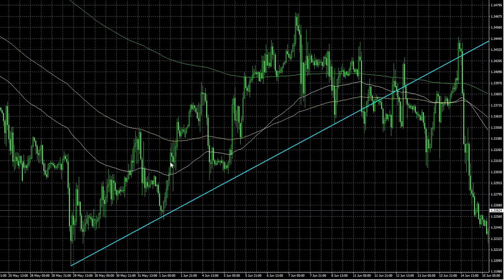But is this the right line? I have to go back and draw another trend line, the resistance trend line, to check whether they're parallel or not.